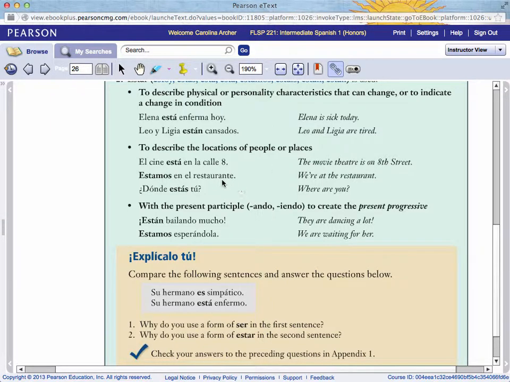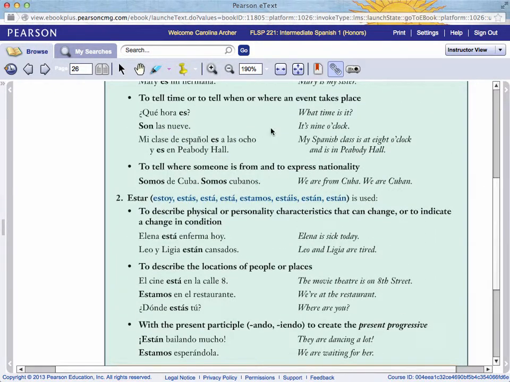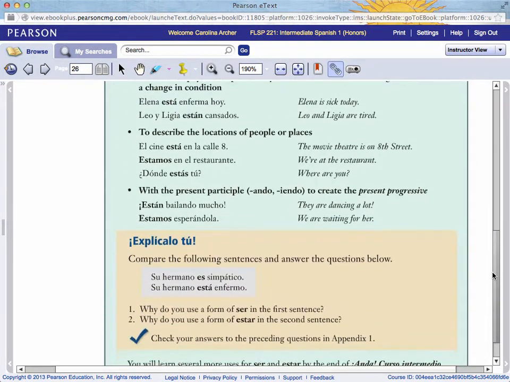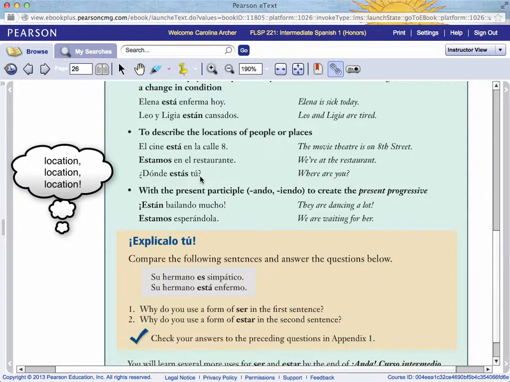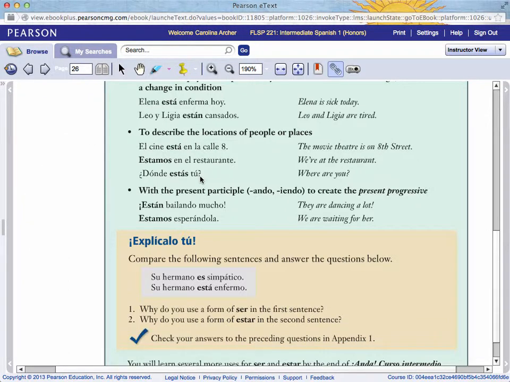Okay. Now, every time you talk about location of people or places, with the exception of where an event takes place. When you're talking about, for example, the party is at my house, you're going to use ser. But when you talk about location of people or places, for example, the movie theater is on 8th Street. El cine está. Every time you talk about location, we use estar, okay? Estamos en el restaurante. ¿Dónde estás tú? O, por ejemplo, España está en Europa. Okay? So, to talk about location, we use estar.